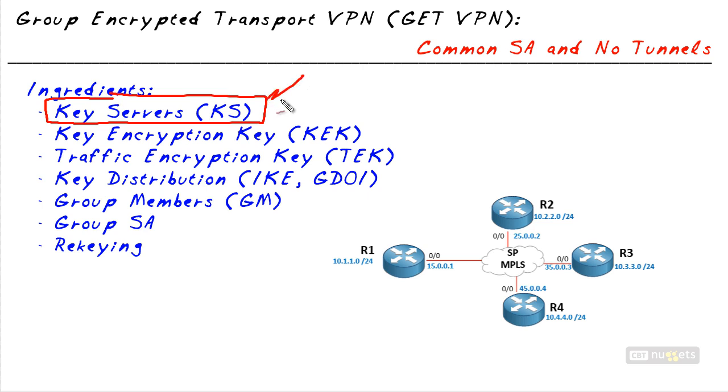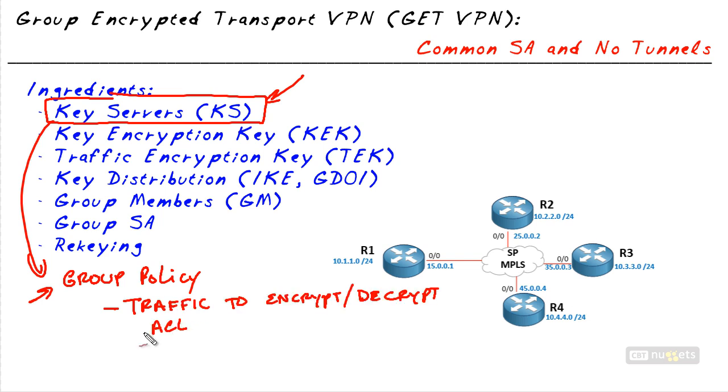And on that key server, here's what we get to do. On the key server, we're going to go ahead and create our group policy. And when I say group here, I'm referring to GETVPN group policy. So that would include what traffic should we encrypt. And that can be done by using an access control list on the key server and say, okay, regarding traffic to encrypt or decrypt, let's go ahead and match this ACL.